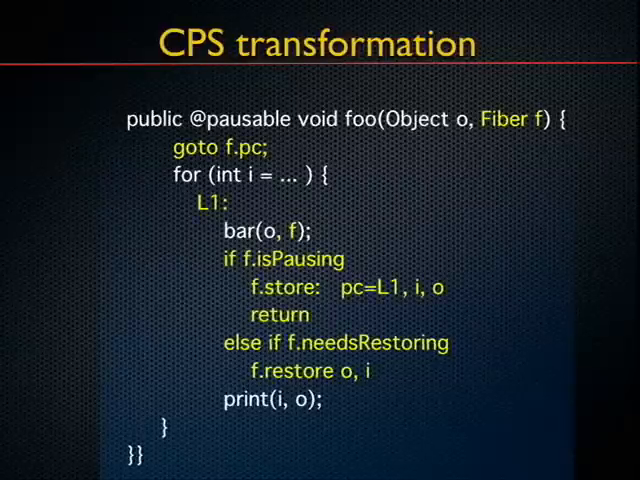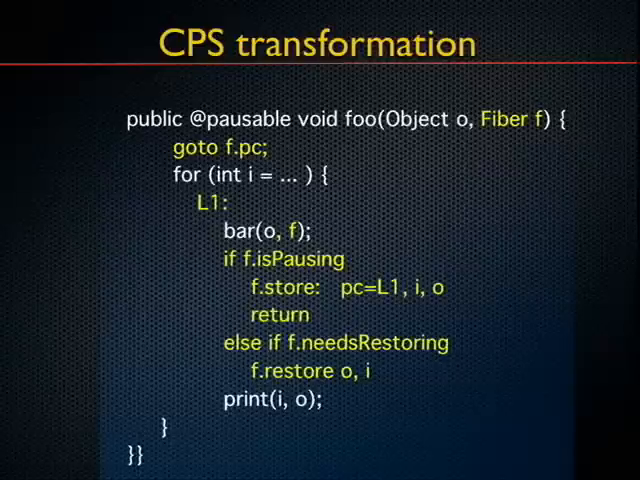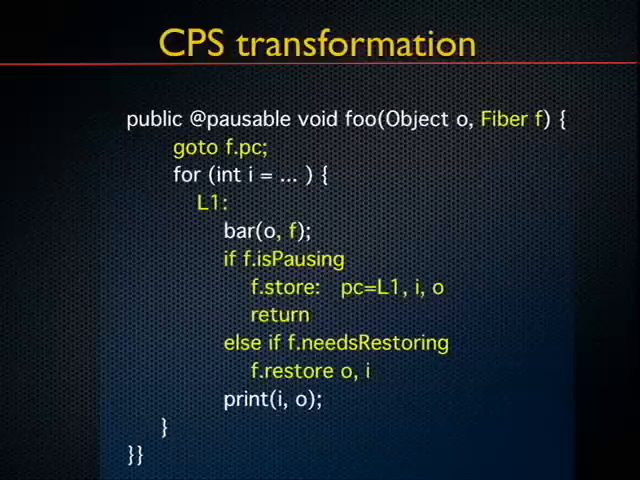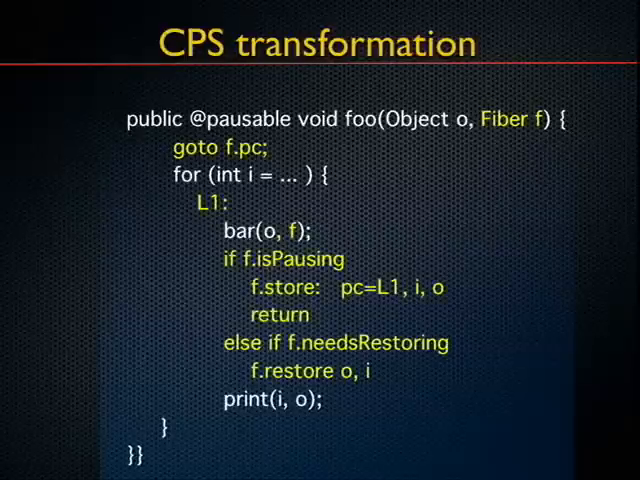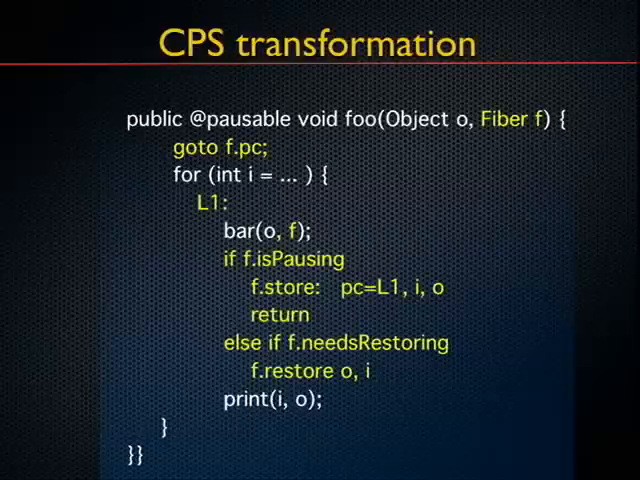The scheduler will call execute, will call foo, will call bar, and the way it sets up the stack is that inside foo, it does a computed goto to f.pc, jumping directly to L1. Bar will directly jump to where it left off, and so on, all the way. If it needs restoring, it restores the activation frame that it needs and continues from where it left off. So there is local surgery around every possible call, which restores all the local variables and the operand stack at that point.